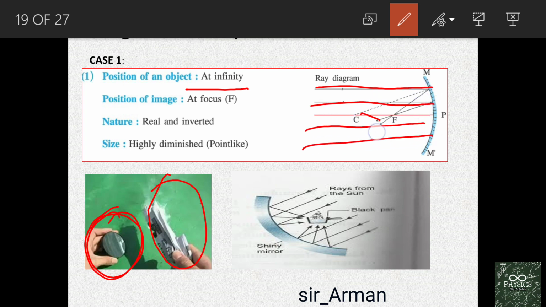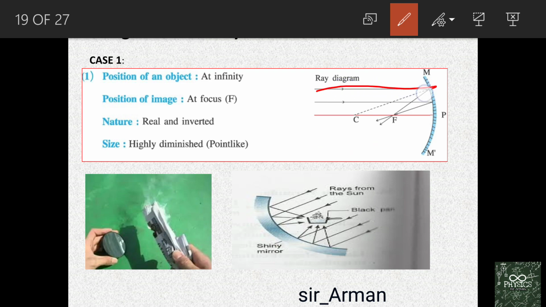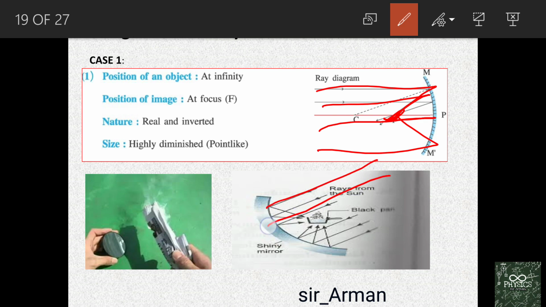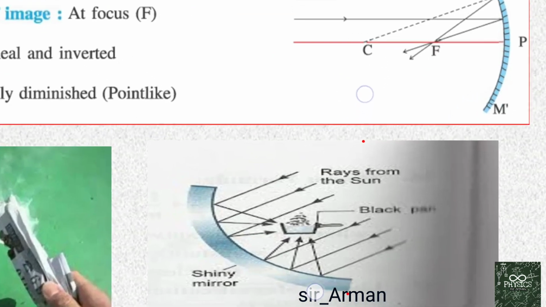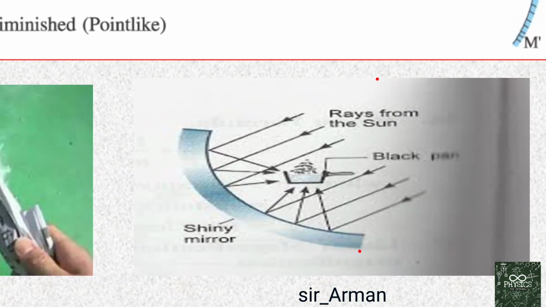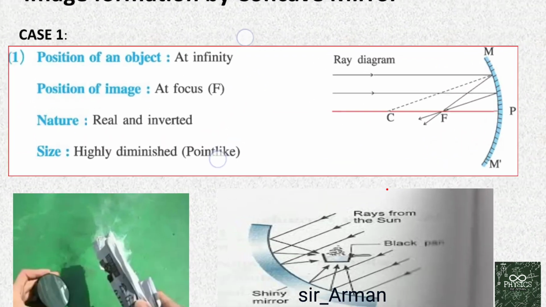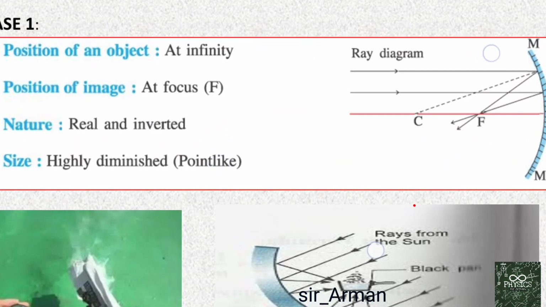So all the rays from the sun are coming parallel. Remember, the rays coming from an object at a very far distance, we have to assume that these rays are parallel. All the parallel rays after reflection will get focused, will get converged, at the principal focus. In the second picture also, you can assume that the rays from the sun are coming parallel to the principal axis. After reflection they will converge at a particular point, right? So the image is obtained at the principal focus.